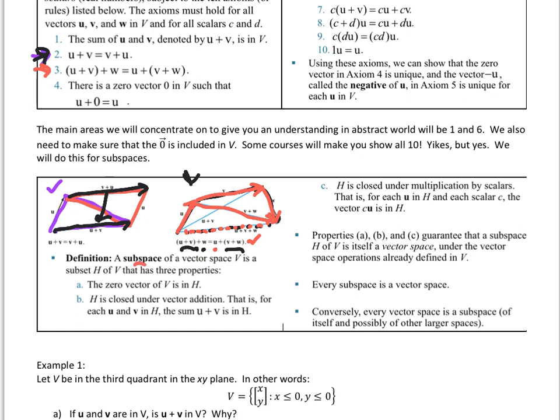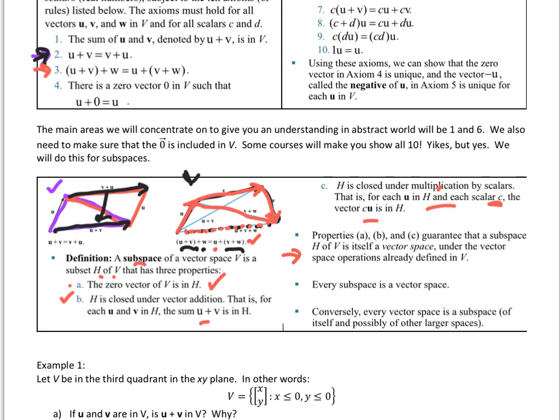So, definition: a subspace of a vector space V is a subset H of V that has 3 properties. The 0 vector, this is a big one, the 0 vector is in there. And then we're also closed under addition, which means that we stay inside whatever subspace we do have. And then we're also closed under multiplication by scalars. So whatever we do to u in H, multiplying by some real scalar, has to also stay in H.